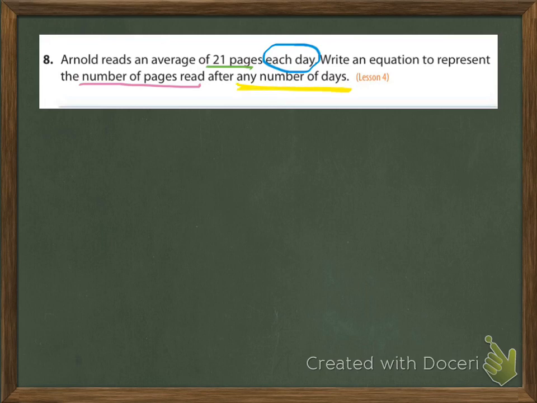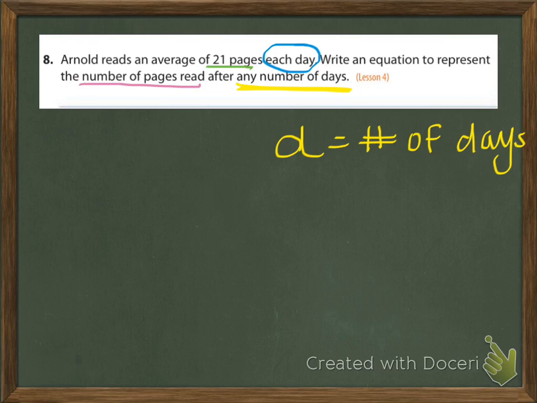All right, so first we want to define what our variables are going to be. So where it says any number of days, we're going to say that D is equal to the number of days. That makes sense, right? And we can also say that P is equal to the number of pages. That should make sense as well.